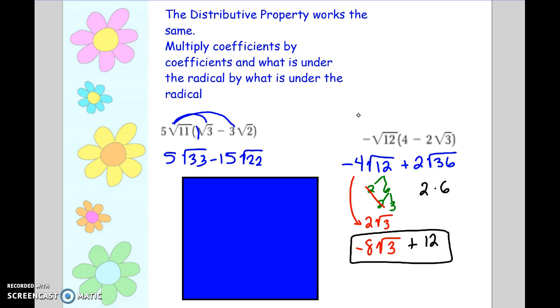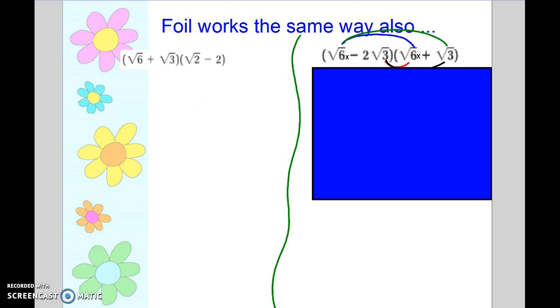So when you did this, you got negative 4 radical 12 and positive 2 radical 36. The 36 breaks down to 6 and 6, which is a perfect square. So 6 times 2 is 12. And the 12 breaks down to 2 radical 3, but since there was already a 4 on the outside, it becomes negative 8 radical 3. What's left over, they are not like terms, so you can't combine them. So that's your answer.